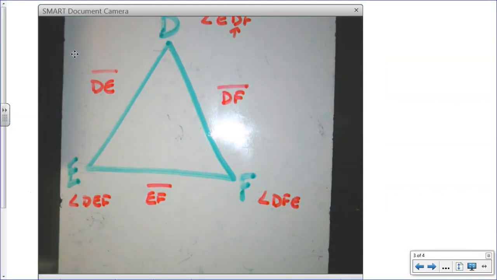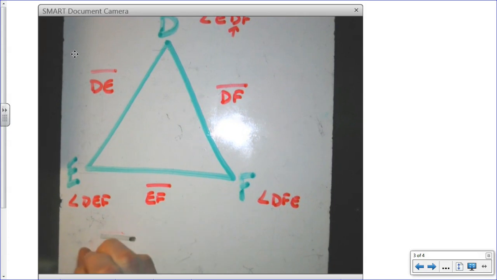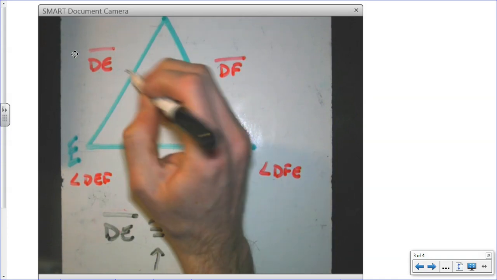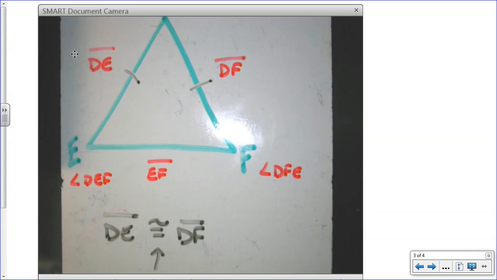We'll say that side or segment DE, ooh, my marker's dying, get a new one. So side DE is congruent to side DF, or segment DF. This symbol right here, the equal sign with a little squiggle above it, means congruent, because congruent is the word that we use in geometry to mean equal. So these two sides are congruent. So I would draw a mark like this on that triangle.